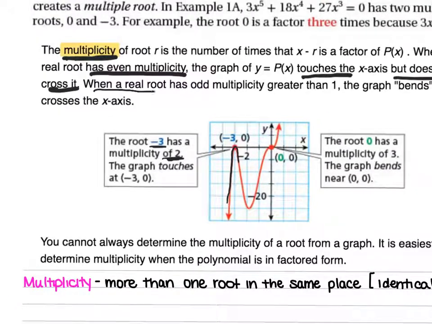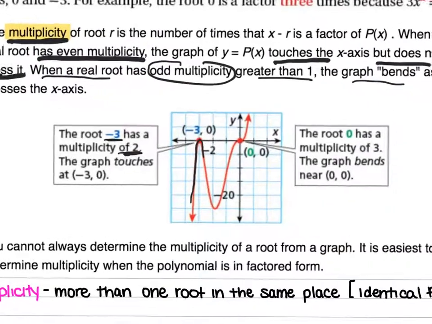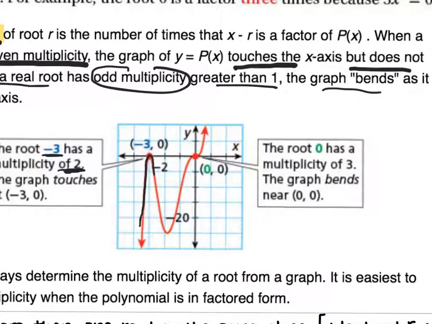But when a root has an odd multiplicity and it's greater than 1, then the graph bends as it crosses. So if you notice here, 0, right here at 0, has a multiplicity of 3. So as it's coming here, it bends like that.